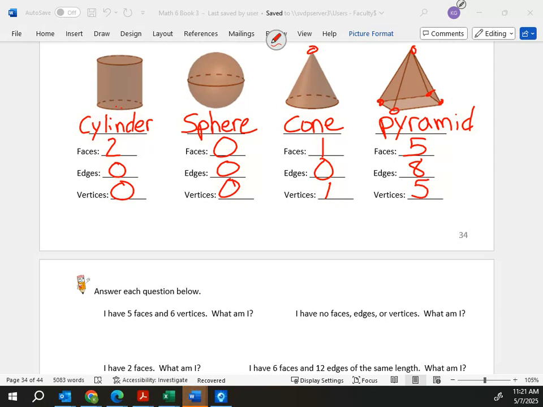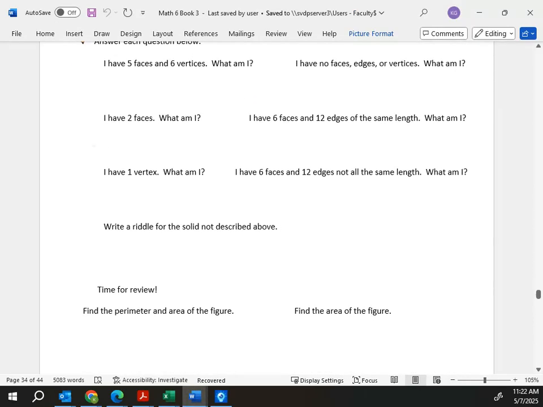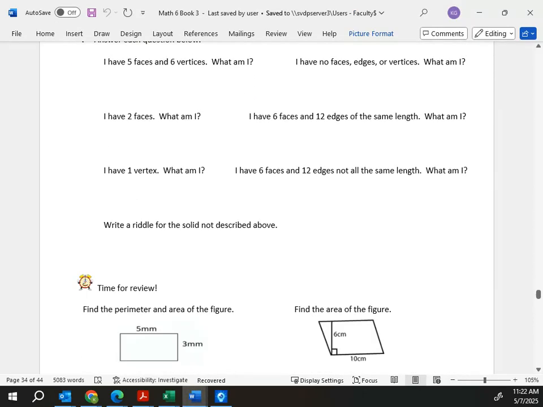Okay? So, using what we know from that first page, we are going to answer questions on our second page. We have some riddles to answer. I have 5 faces and 6 vertices. What am I?